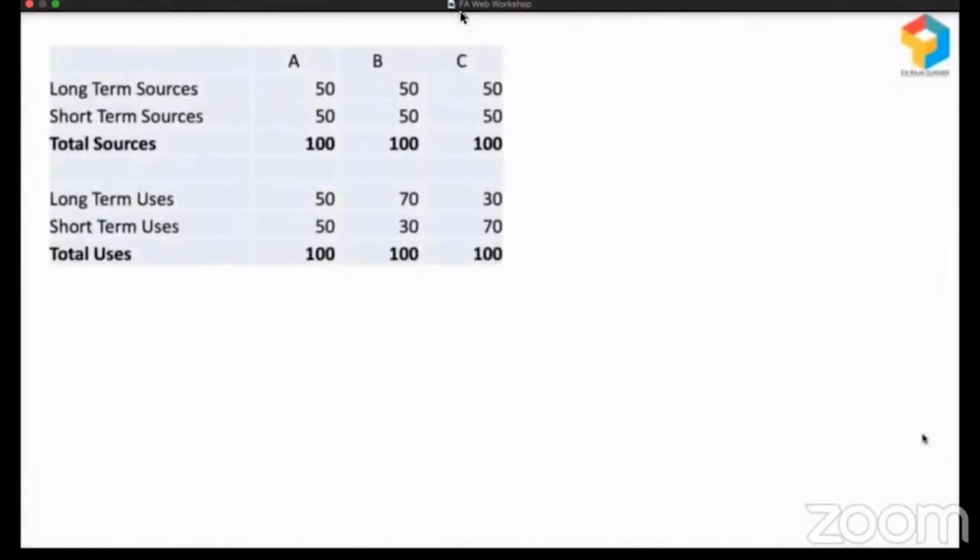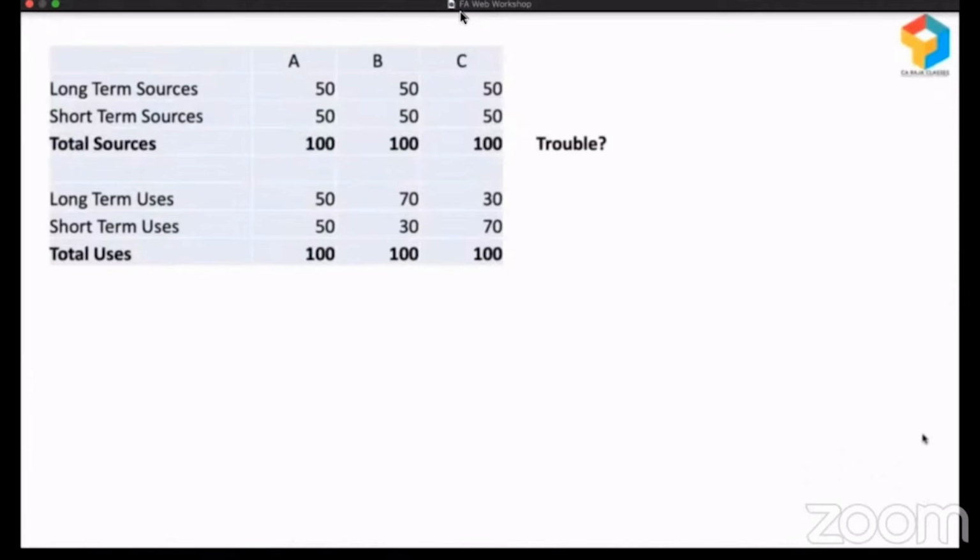Here, look at this. There are 3 companies A, B, C, and you have information about their long-term sources and short-term sources, total sources. You have information about their long-term uses, short-term uses, and total uses. I want you to digest this information. Spend some time and then identify which company is in trouble here. Is it company A or company B or company C?